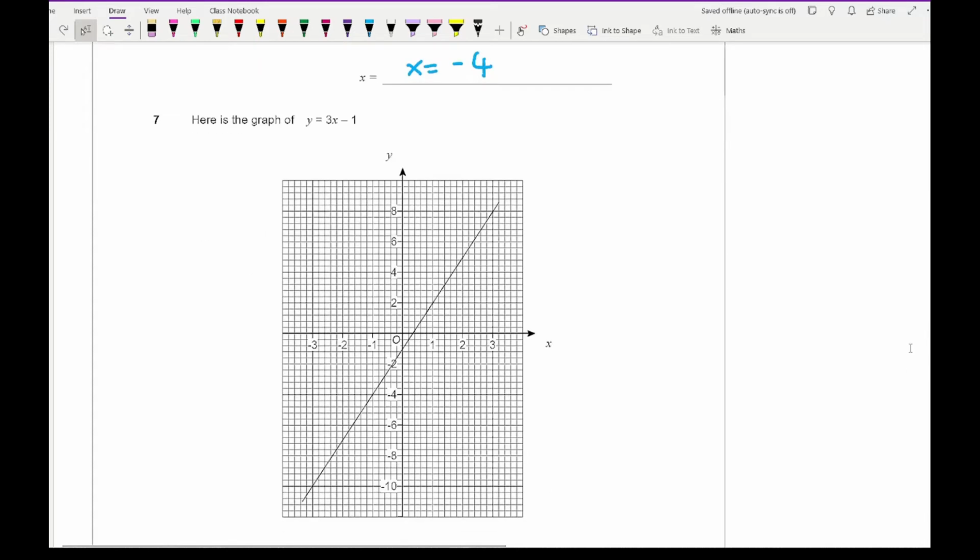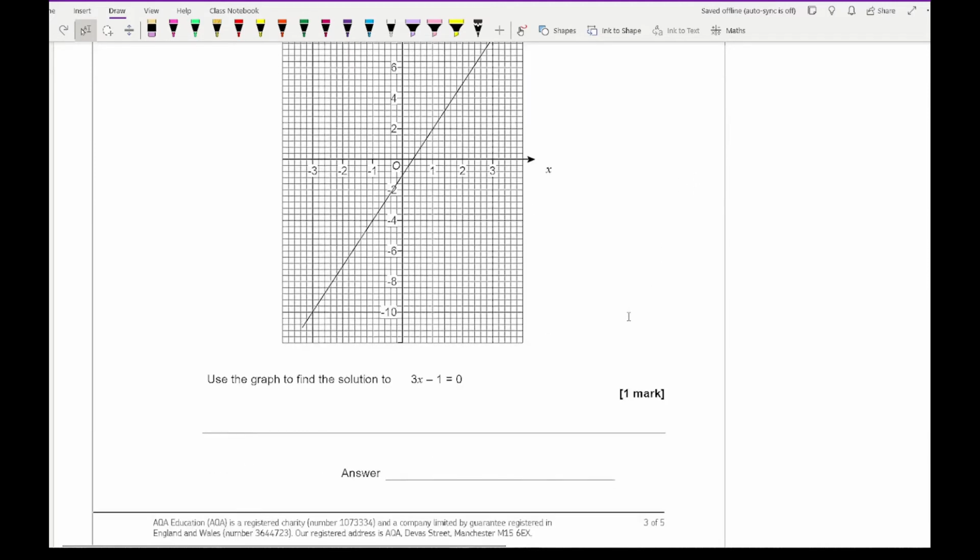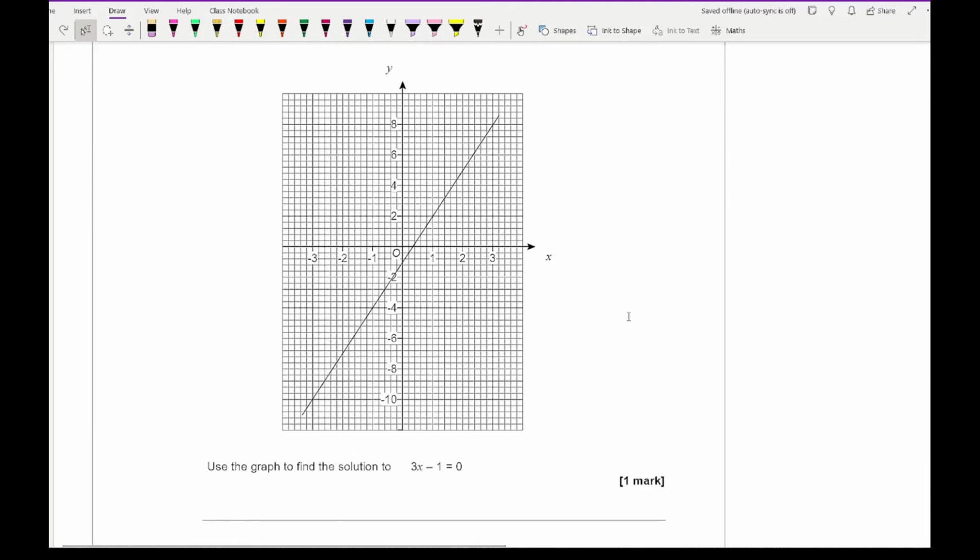Question 7, it says here is a graph of y equals 3x minus 1. And the question is asking me to find the solution of where 3x minus 1 equals 0. Now this is the line, this bit here. So what I'm looking for is where the line crosses 0, which is at this point here. Now I would say that that point there is at 0.4.